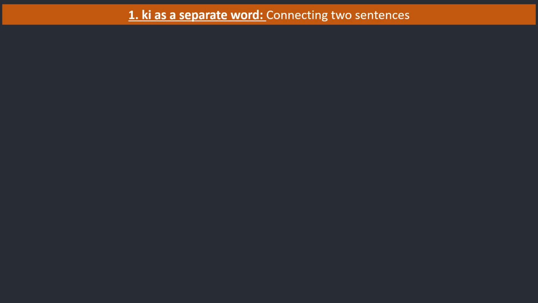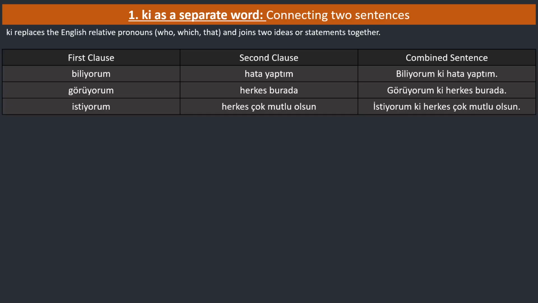Let's look at our examples. Without the verb. Yes. That's the point. Now you can see it in the examples. The first clause, the first sentence. Birinci parça biliyorum. I know. İkinci parça hata yaptım. I made a mistake. I'm trying to say I know that I made a mistake. Biliyorum ki hata yaptım. I know that I made a mistake.